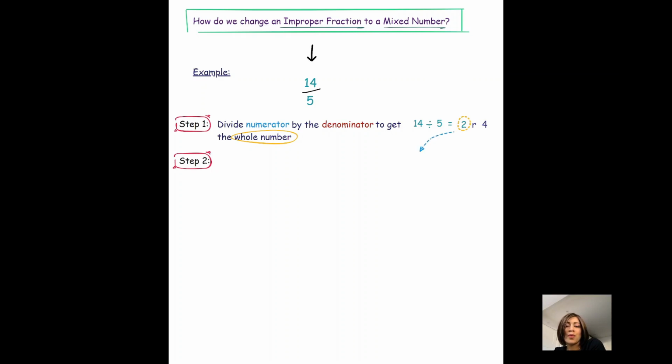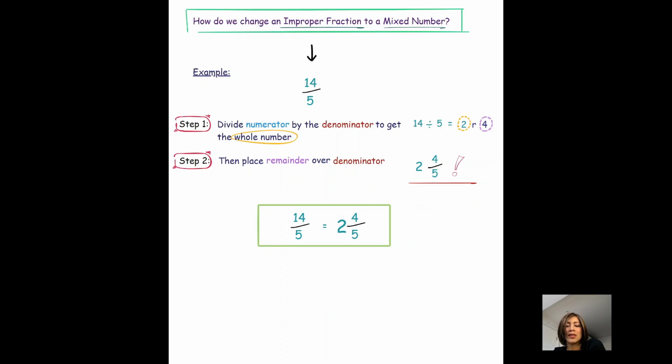Step 2, we then take this whole number and put it down as part of our answer. That's the first part of our answer. So we make sure we add that there. We then place the remainder, which is 4, and we place it on top of the denominator, which is 5. So we have 2 and 4/5, and that is our final answer. So 14/5 is the same as 2 4/5. 14/5 is the improper fraction because it's top heavy, and 2 4/5 is the mixed number.